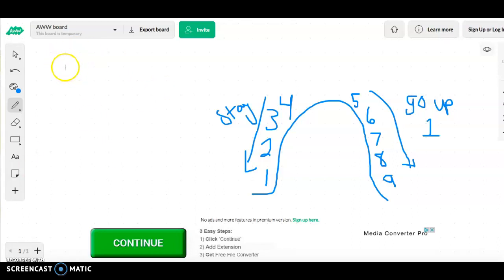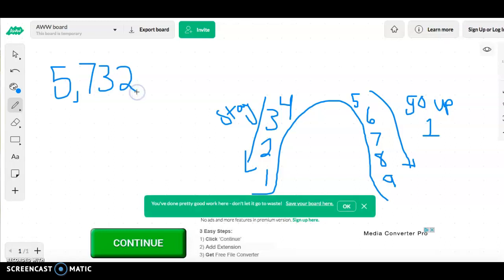So I'm just going to write 5,732. And I want you to round this to the nearest, let's say, 100. So I'm going to find my 100 spot, which is the 7. The 7 looks to his neighbor, the 3. And I look over here, and 3 says to stay. So it's going to round to 5,700. So there's one example.